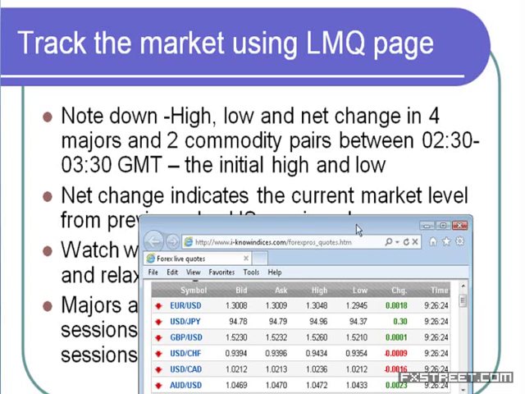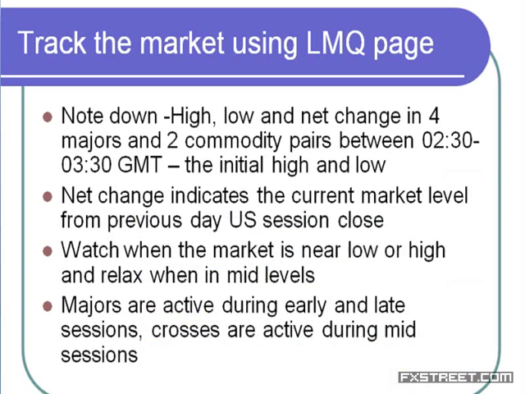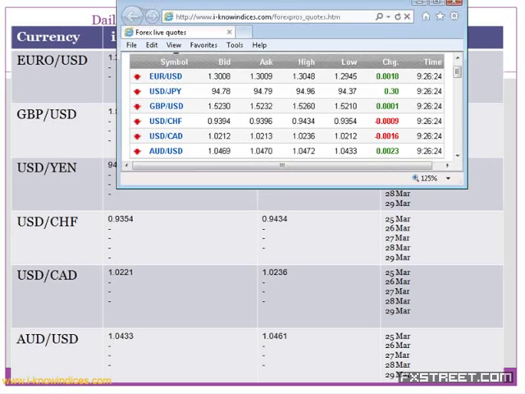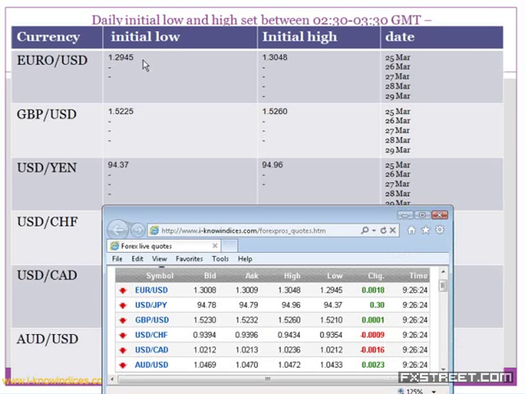So after noting down the initial lows and the highs around 3:30 GMT, let me show you the slide for the same. Okay. Now you should be able to see the initial lows and the highs set by the four majors. Euro formed the low 1.2945, still during the European session it is not breached, and also the high 1.3048, they have not breached it. The only thing is they made a dip below the psychological level 1.30.